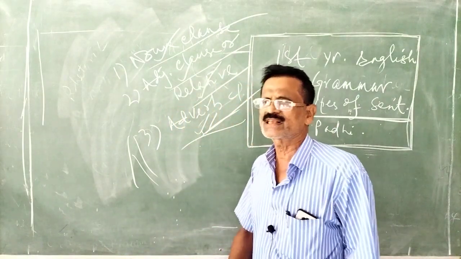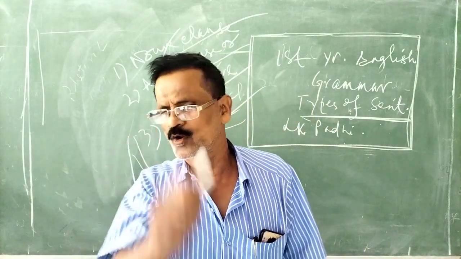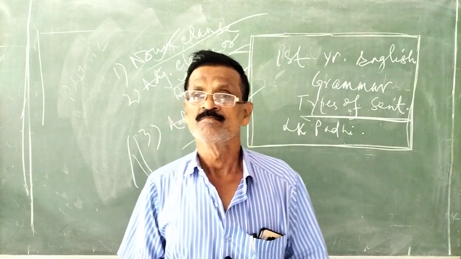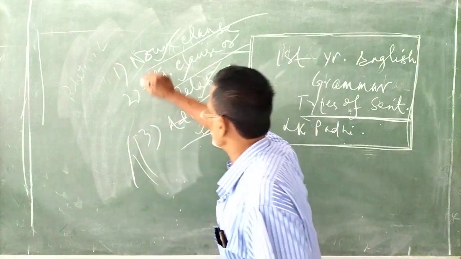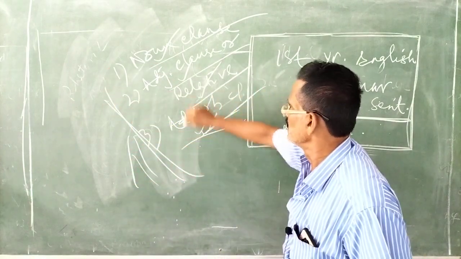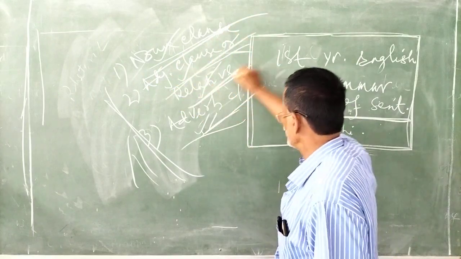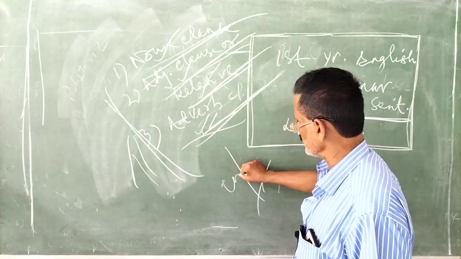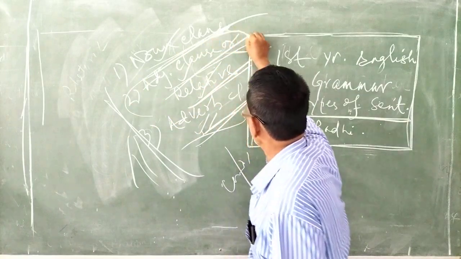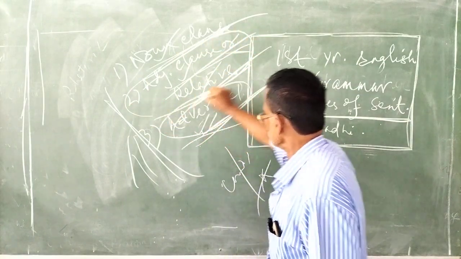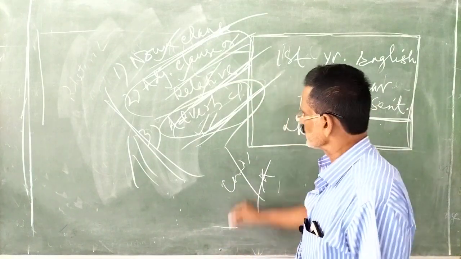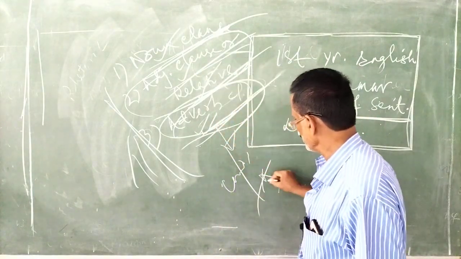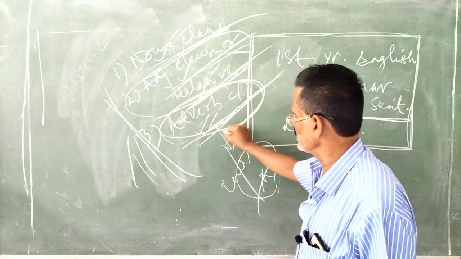Today you mark that in a complex sentence there is a main clause or principal clause and one or more subordinate clauses. These are the subordinate clauses: noun clause, adjective clause, relative clause, adverb clause. You may say conditional clause. Normally the conditional clause comes under the adverb clause. The adverb clause has nine categories, and the conditional clause comes under it.